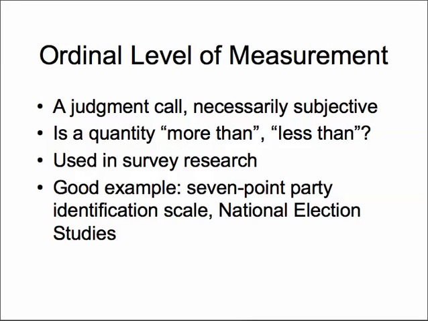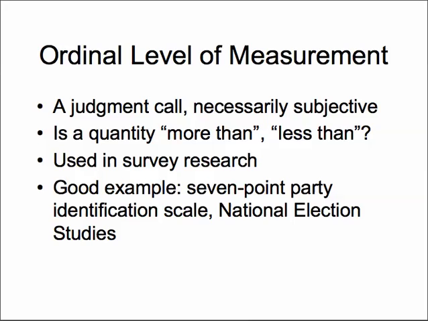Ordinal involves a judgment call and is often used in survey research. Am I a strong Democrat, a moderate Democrat, an independent, or what? Political scientists commonly measure party identification with a 7-point scale, as developed for the American National Election Studies done by the University of Michigan and Stanford University.